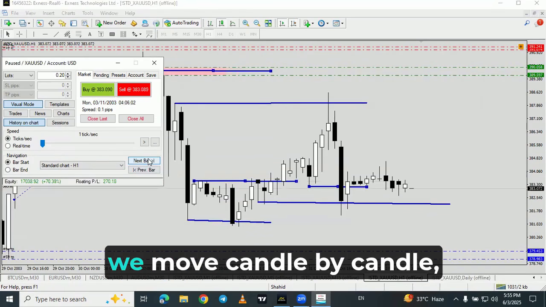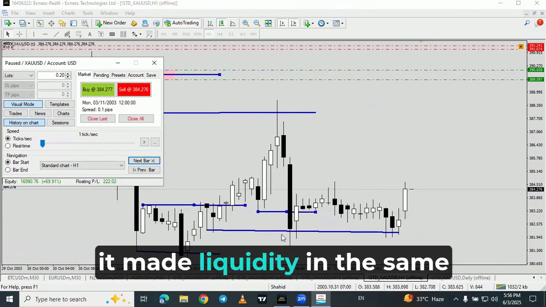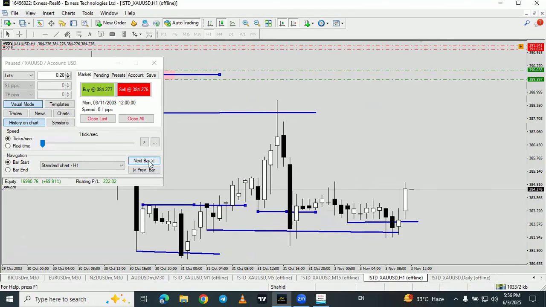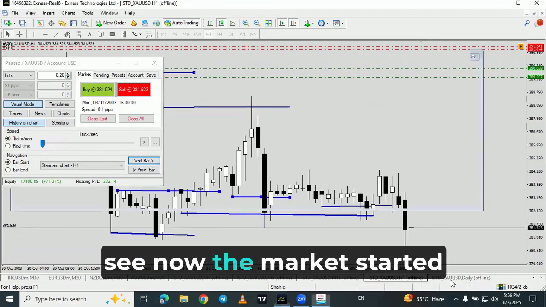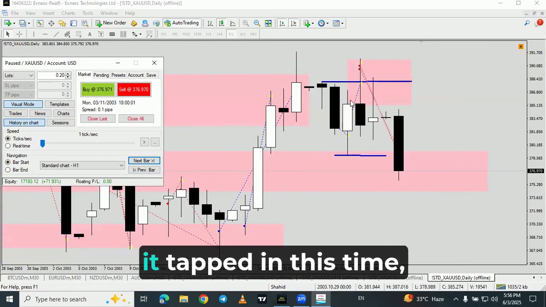Now we move candle by candle. Not that we trade here with a guess. See here, it made liquidity in the same zone, picked the same, no issue for the market. Okay, see now the market started going back. See, this was also engulfing. So the market became bearish. It tapped in this time.